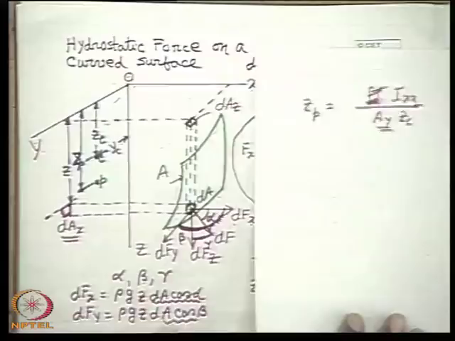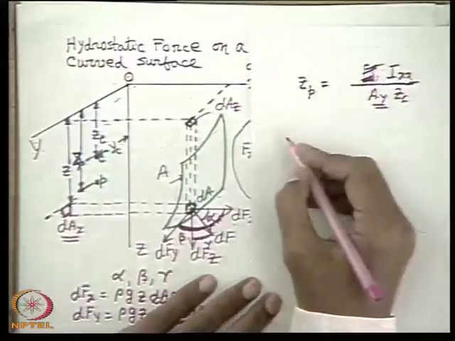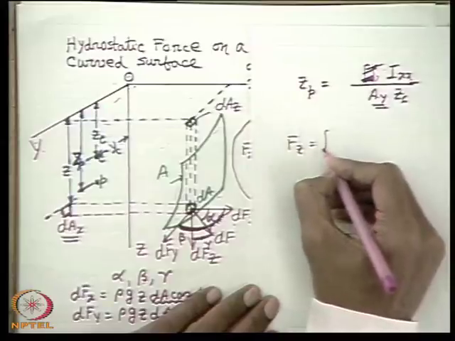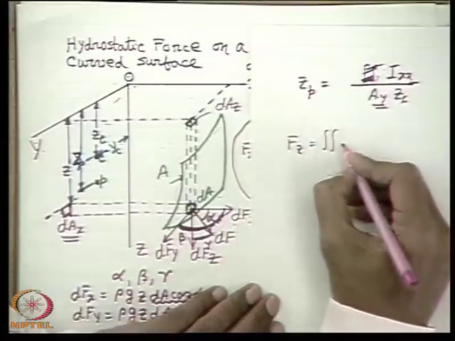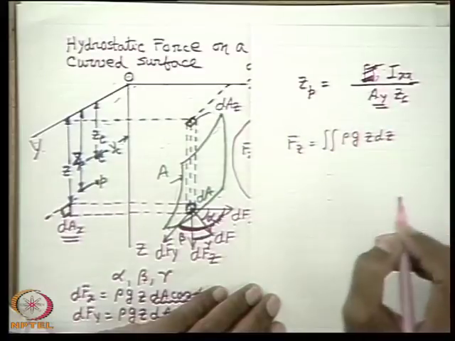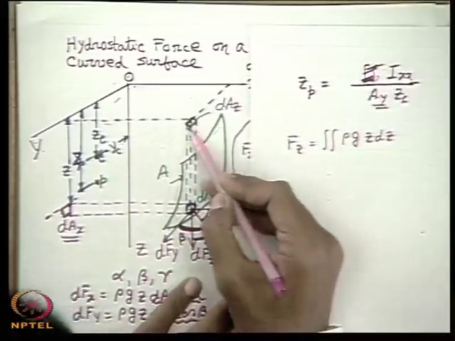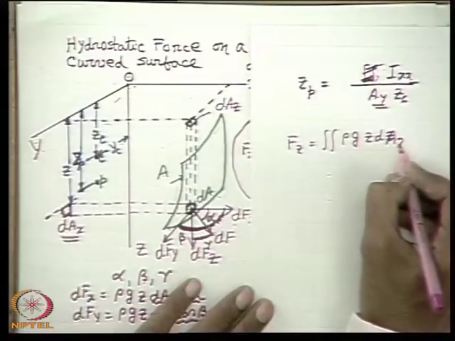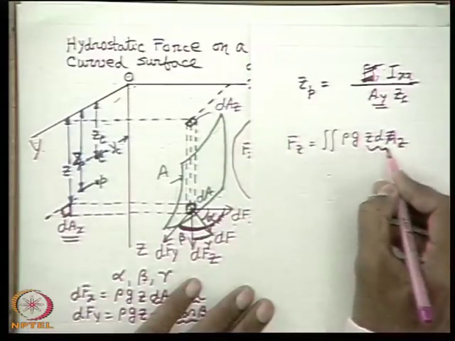So F z, now let us write this. F z is the integration of dF z, that means rho g z dA z. So now what is z dA z? You see that if this is z dA z, I am sorry, dA z. Now what is z dA z?